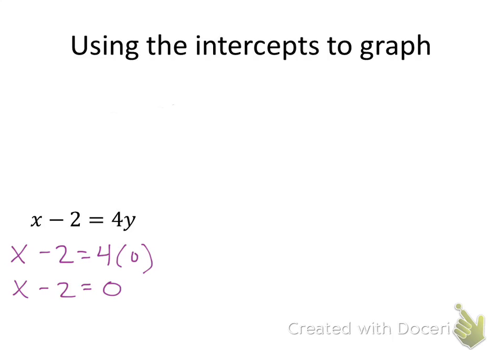Sarah, what am I going to do now? You're going to add 2 on both sides. Add 2 to both sides. And we get x is equal to 2. There's my x-intercept. Now I need to find my y-intercept.